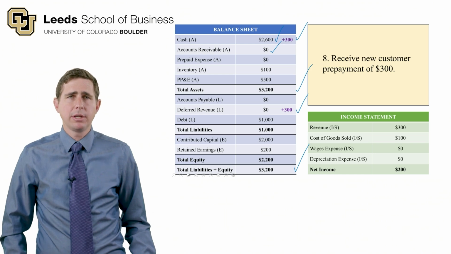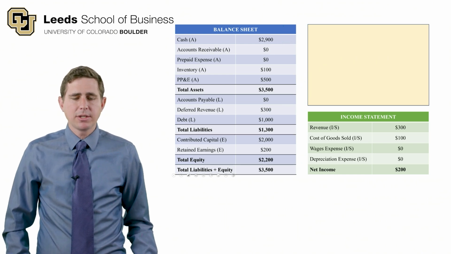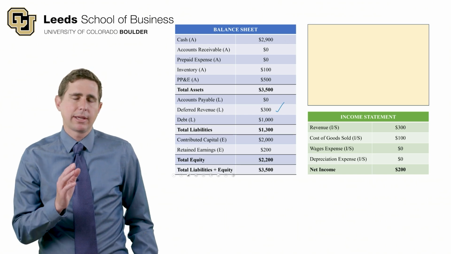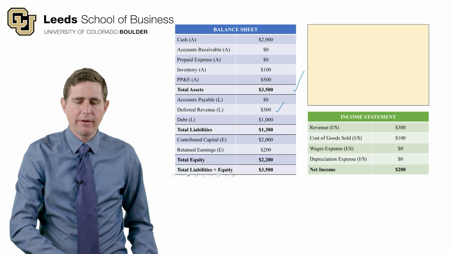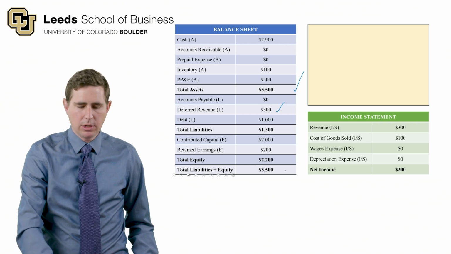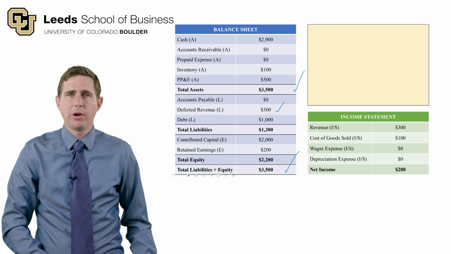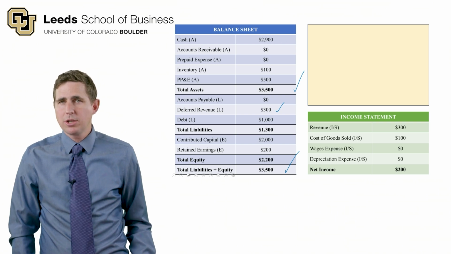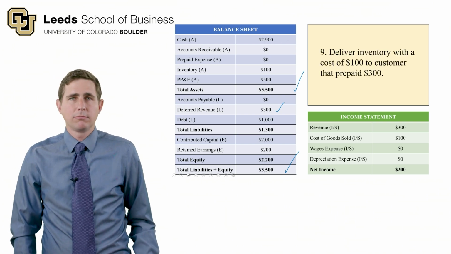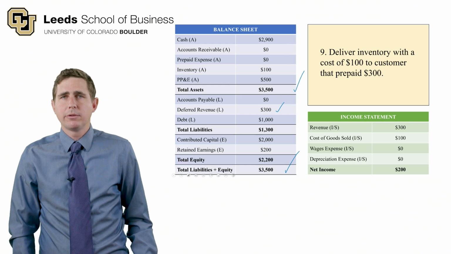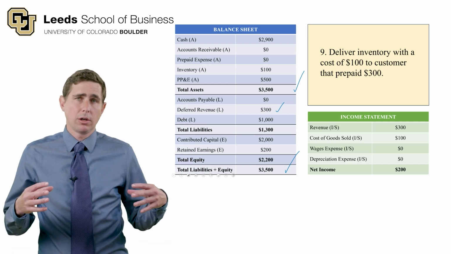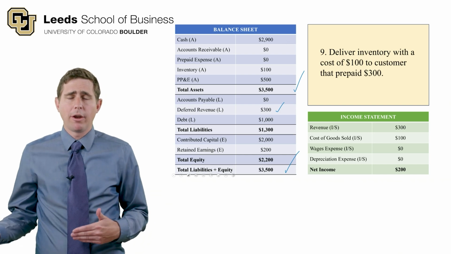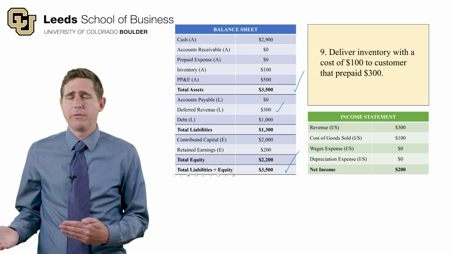So posting this entry into our accounts, now our cash is higher by $300 and our liabilities are higher by $300. And so the cash is going to increase total assets to $3,500. The increase in liabilities is going to increase liabilities plus equity to $3,500, and we're still in balance. I bet you might be able to guess what the next transaction is, which is our customer returns home. They're ready to take the delivery of the $100 of cost of inventory. They prepaid $300. We're delivering the $100 of cost of inventory to them.